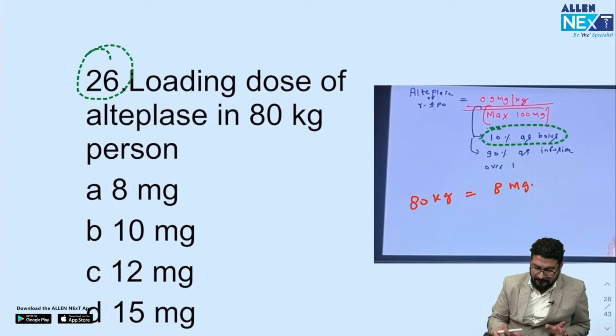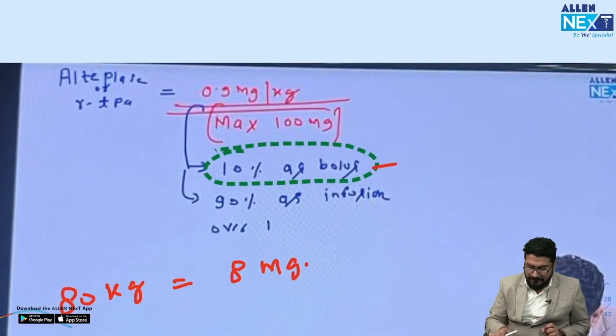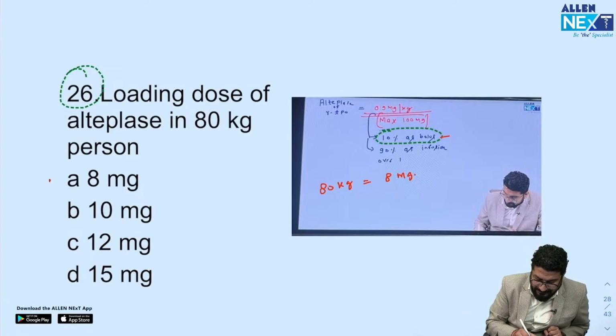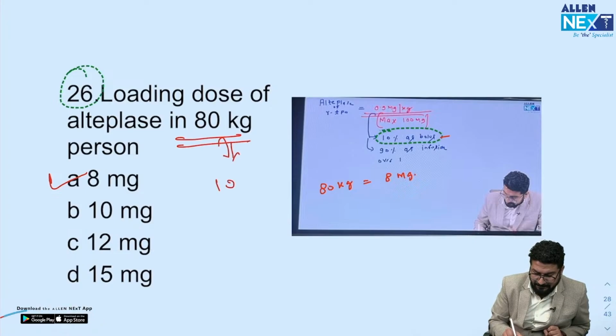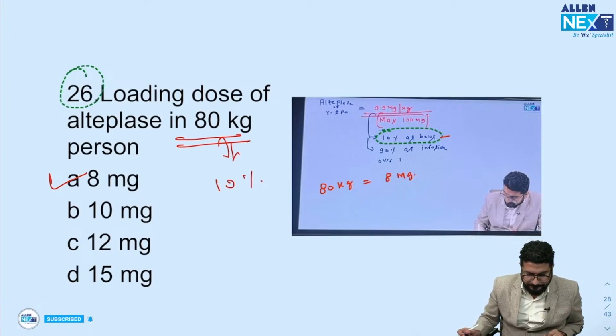So this was a question on the loading dose. As bolus what we give, that is the loading dose. So the loading dose will be 8 mg. The rest we will give as an infusion over 1 hour. So remember, the Alteplase dose they have asked in mg. So in an 80 kg person, 10% we give as bolus, and the rest 90% we give via infusion. Am I clear?